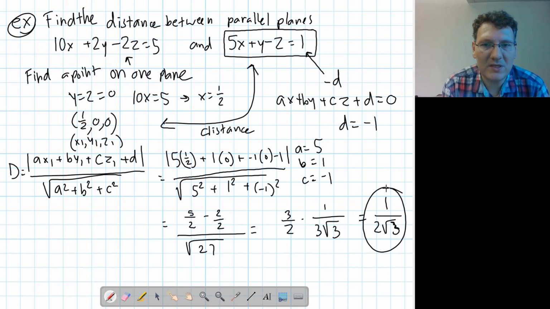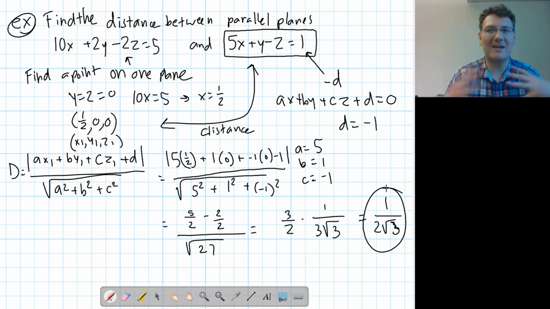All right, this was a long one. We covered a lot of stuff related to lines and planes and how the dot product and the cross product are used to help navigate those geometric objects.